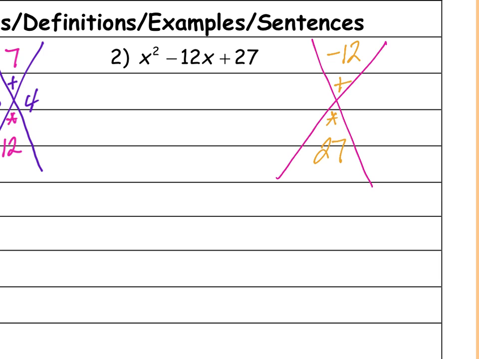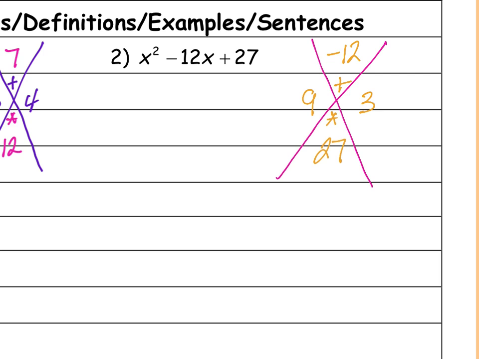What's the two numbers that add to be negative 12 and multiply to be positive 27? 9 and 3. 9 and 3. Okay, so let's put 9 and 3 here. 9 times 3 is 27. That's great. But 9 plus 3 is not negative 12.